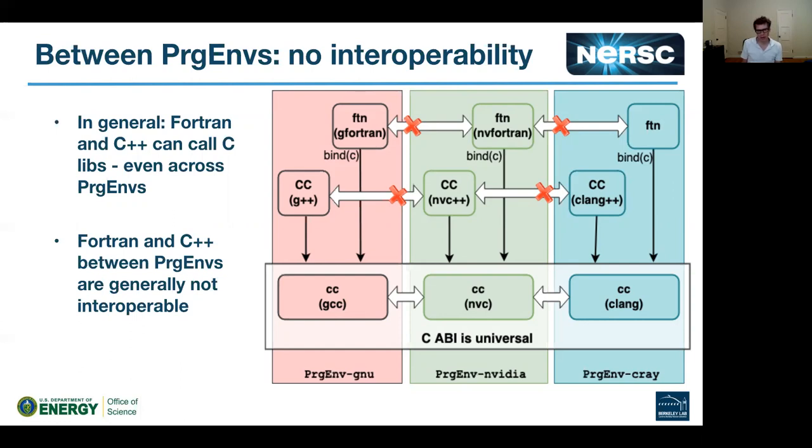Beyond that, though, going across programs tends not to be straightforward. Both C++ and Fortran use particular ABIs and name mangling rules that are implementation specific. So C++ code compiled with one compiler or programming environment probably can't talk to C++ code compiled with a different one. So as a general rule, for these higher level languages, sticking to one programming environment is generally the best advice.